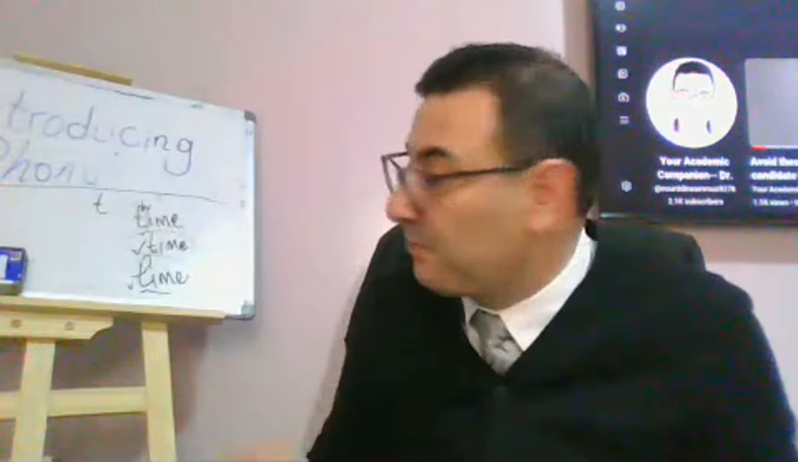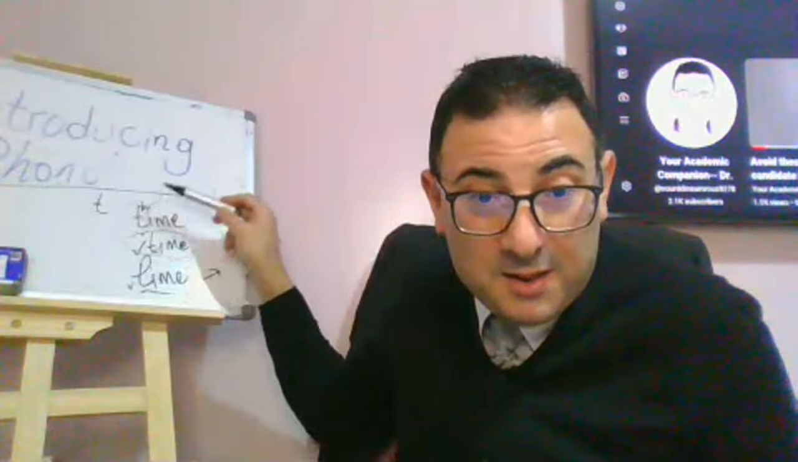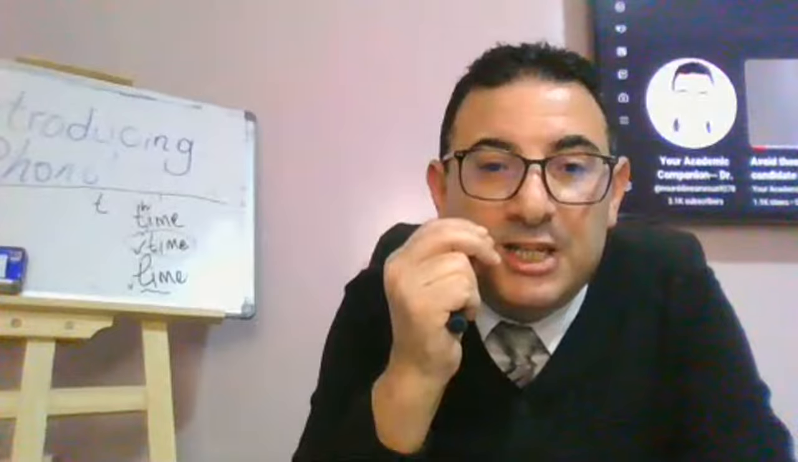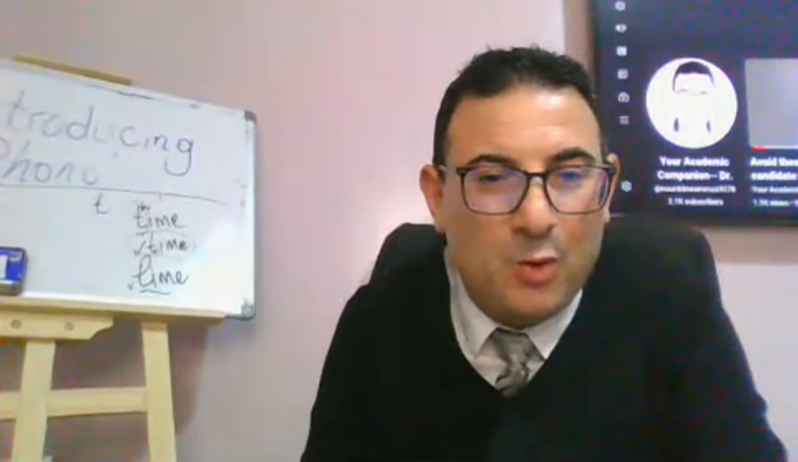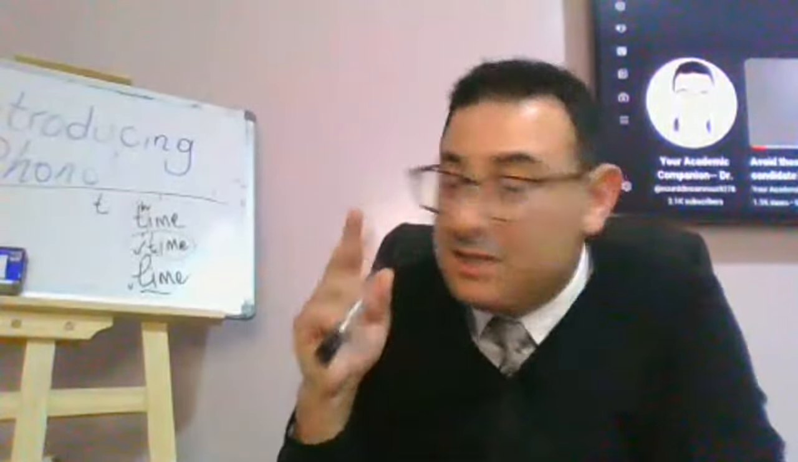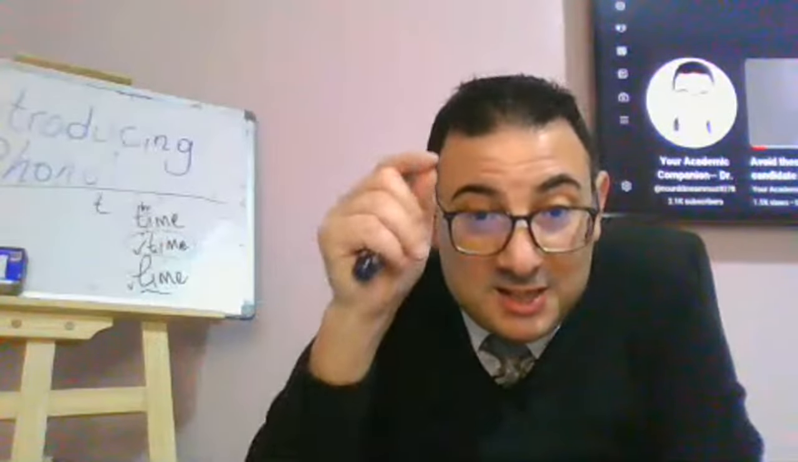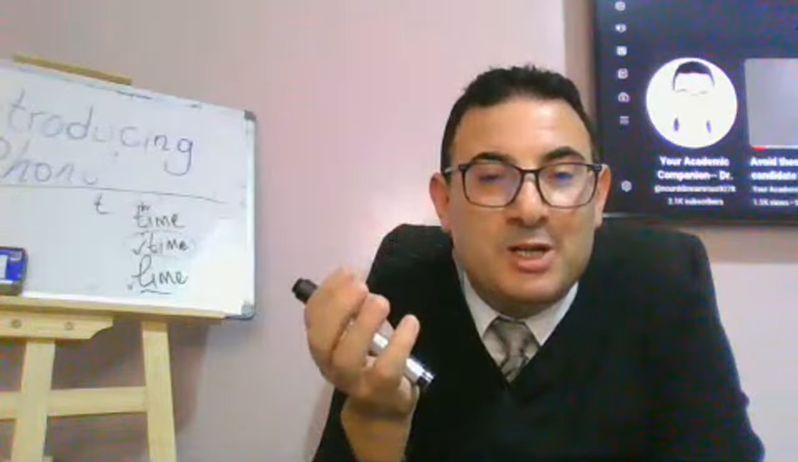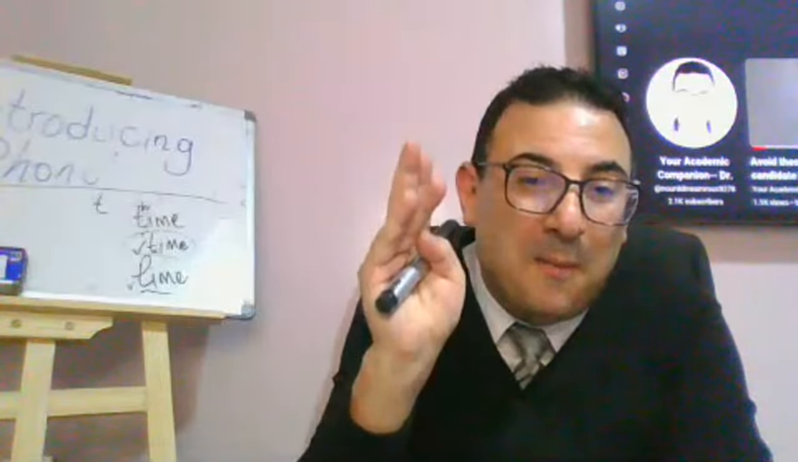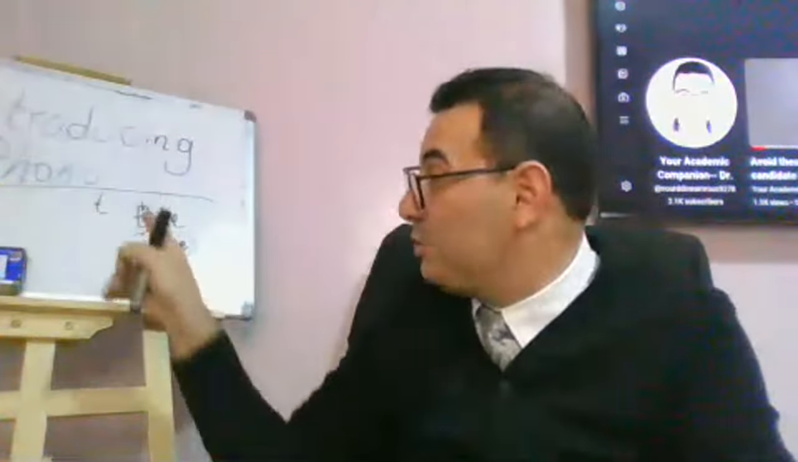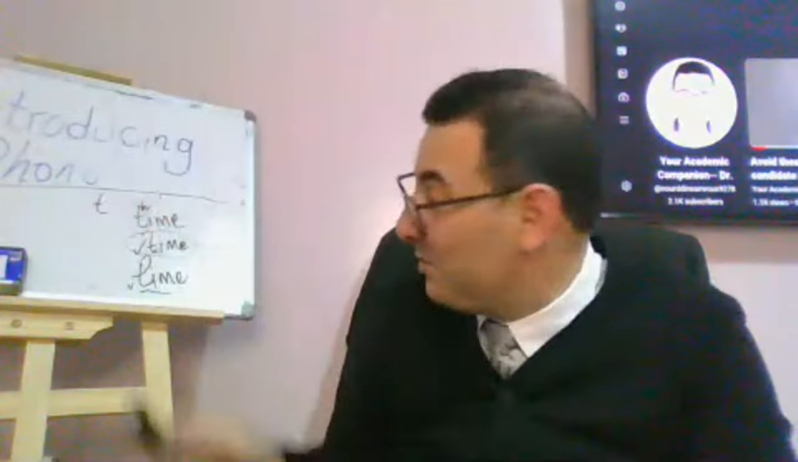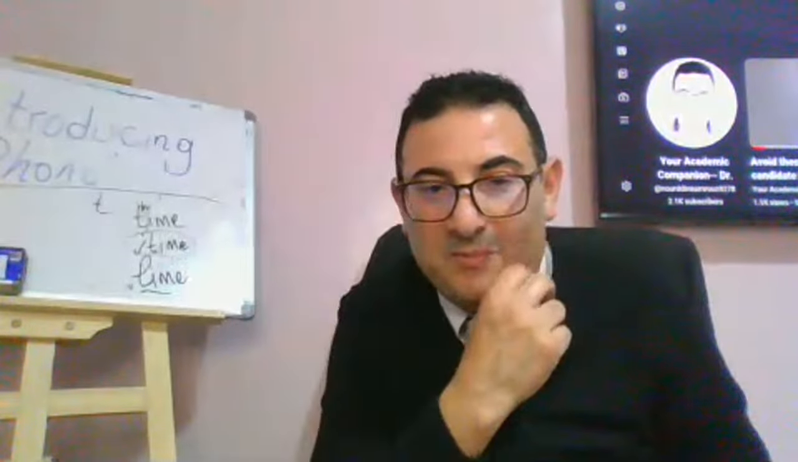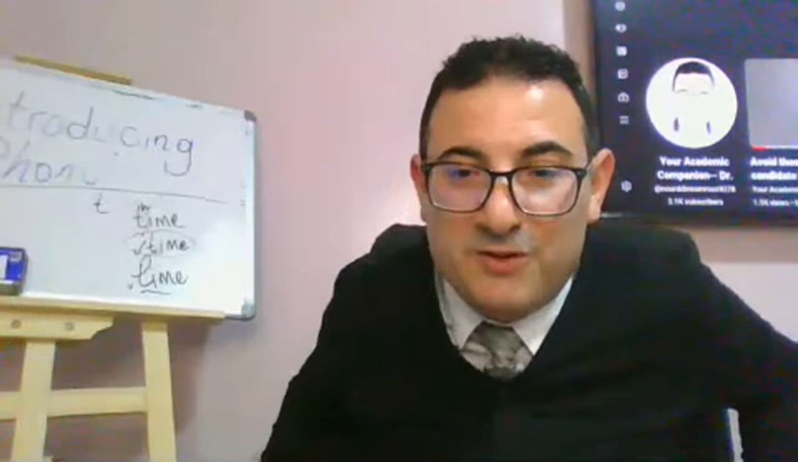Number two, the aspiration of t is derived by a rule. What's the rule? It simply means that when you have a t sound, pronounce it with an aspiration if it's syllable initially before a strong vowel. This is what we have here. So we have a rule here for the pronunciation of t.